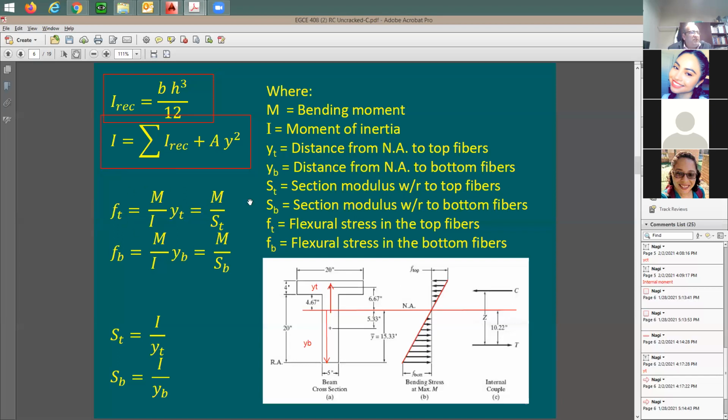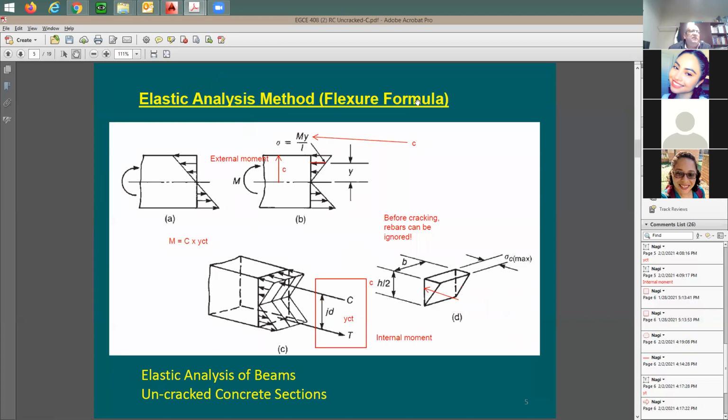Now, based on this equation, if I take I divided by YT, which is this term, it is going to be equal to S, which is the section modulus, as it says here. Top section modulus is I divided by YT. Same thing for the bottom. All of this analysis is based on this flexural formula, which means this equation.